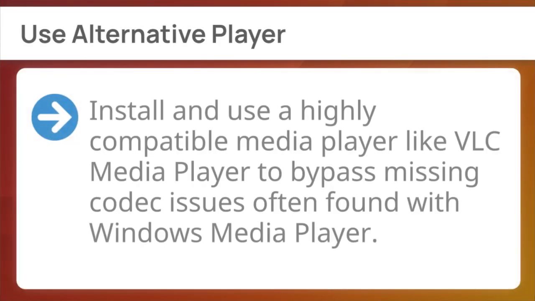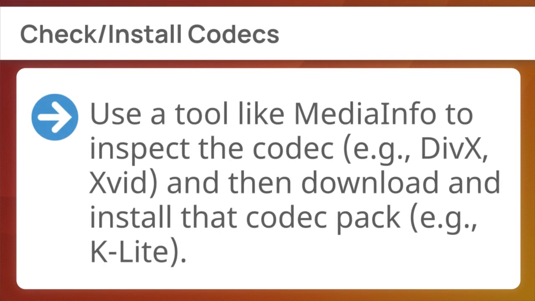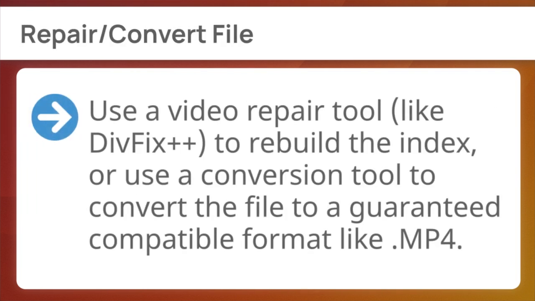First, use Alternative Player. Install and use a highly compatible media player like VLC Media Player to bypass missing codec issues often found with Windows Media Player. Next, check Install Codecs. Use a tool like MediaInfo to inspect the codec, e.g. DivX, Xvid, and then download and install that codec pack, e.g. K-Lite. Finally, repair or convert the file. Use a video repair tool like DivFix++ to rebuild the index, or use a conversion tool to convert the file to a guaranteed compatible format like MP4.